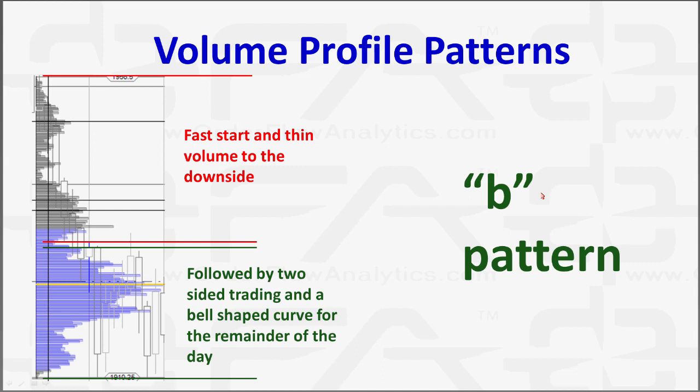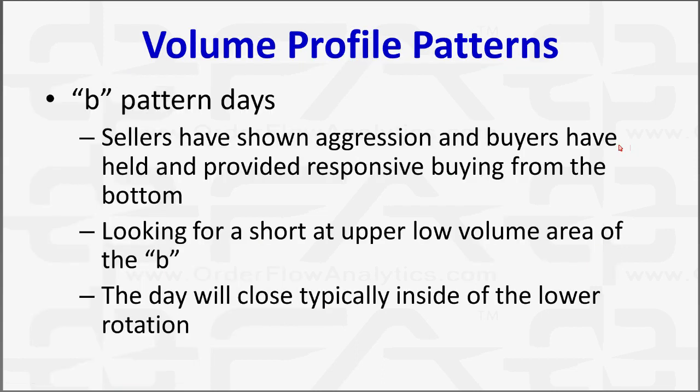And then we're looking for the day's activity, the day's profile to start confirming that, in fact, yeah, buyers were holding here. Right? We're looking at overnight activity. We're looking at the open. Buyers were holding here. Now that we've broken through this level, we're likely to start moving back up. And now I can look for longs and hold those long positions for higher potential. In the B pattern days, sellers have shown aggression and buyers have held and provided responsive buying from the bottom.